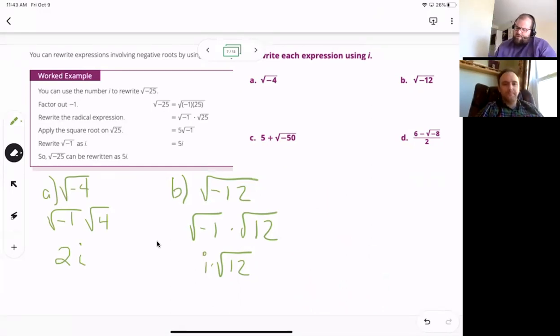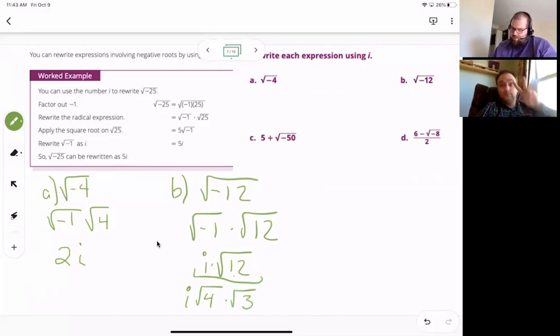The other thing that I wanted to note, and I may be putting words in Mr. Butterworth's mouth, is that this is totally fine as an answer for me. I think this is totally fine as an answer for Mr. Butterworth as well. If you wanted to go one step further, I will show that as well, which is to rewrite the square root of 12 as the square root of 4 times the square root of 3, because 4 times 3 is 12. And we know the square root of 4 is 2. So we could rewrite this as 2i square root of 3.